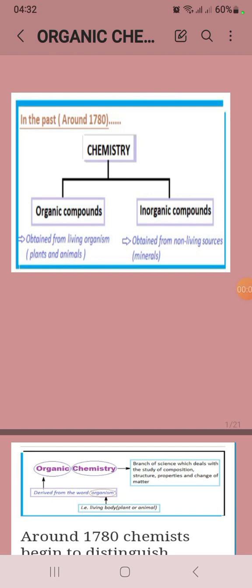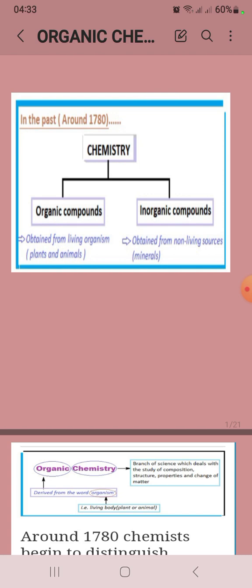Beta, today we are going to start the next chapter, that is chapter number 11. This chapter is about organic chemistry. It's a very interesting chapter. If you understand this chapter properly, then it will be very easy for you to learn this chapter and the next two chapters also. So kindly concentrate on the understanding of this chapter.